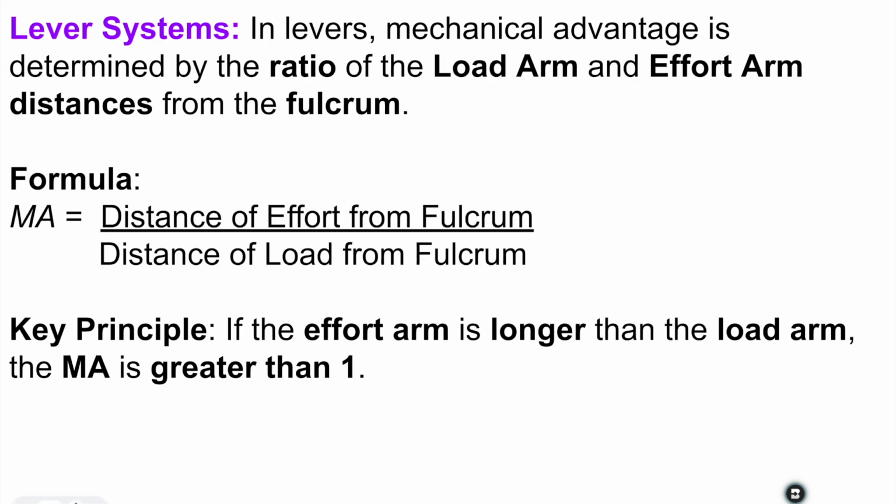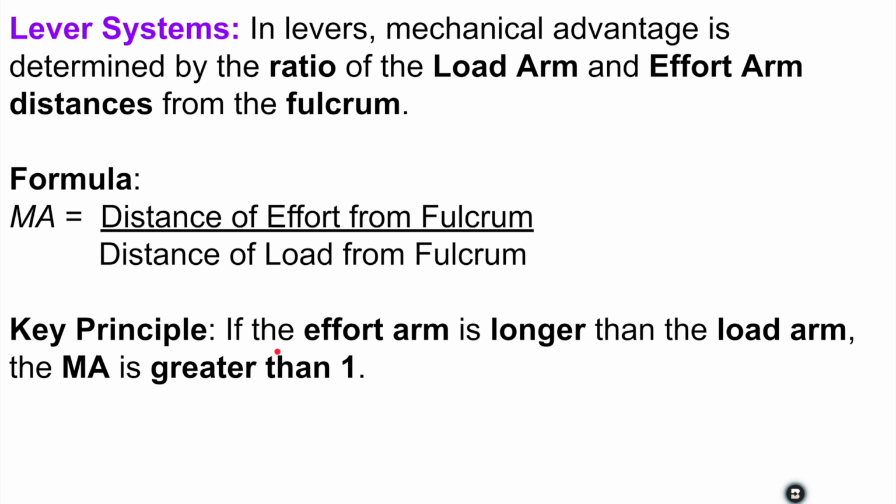So let's talk about the mechanical advantage that we get in lever systems. In levers, mechanical advantage is determined by the ratio of the load arm and the effort arm distances from the fulcrum. If we know the distance from the fulcrum to the effort arm and from the fulcrum to the load arm, we make that into a ratio with the distance of the effort on top and the load on the bottom.